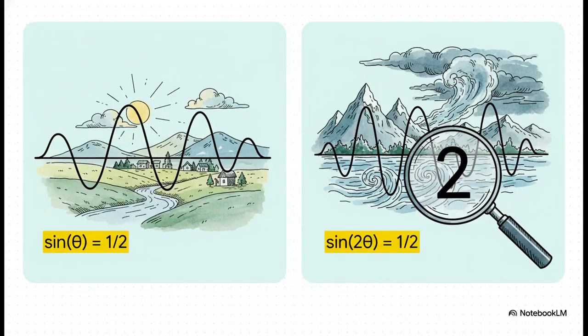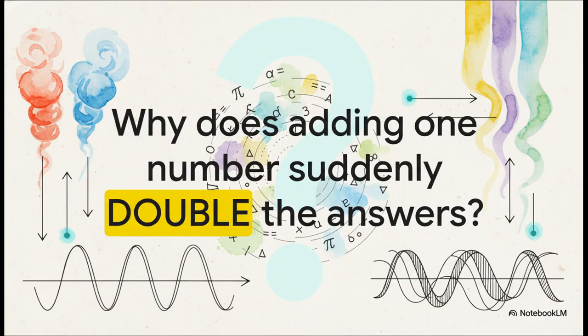So check this out. On the left, we've got a classic trig equation, one most of us are pretty comfortable with. But on the right, well, that's its slightly scarier looking cousin. The only difference is that tiny number 2 tucked inside the sine function. But trust me, that one little number changes absolutely everything. And that leads us to the central puzzle here.